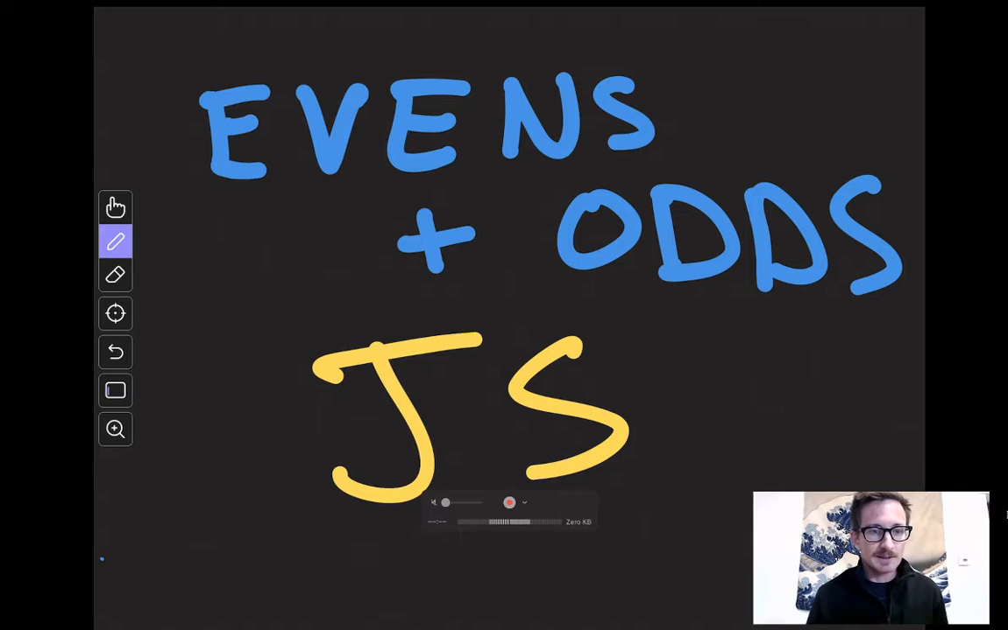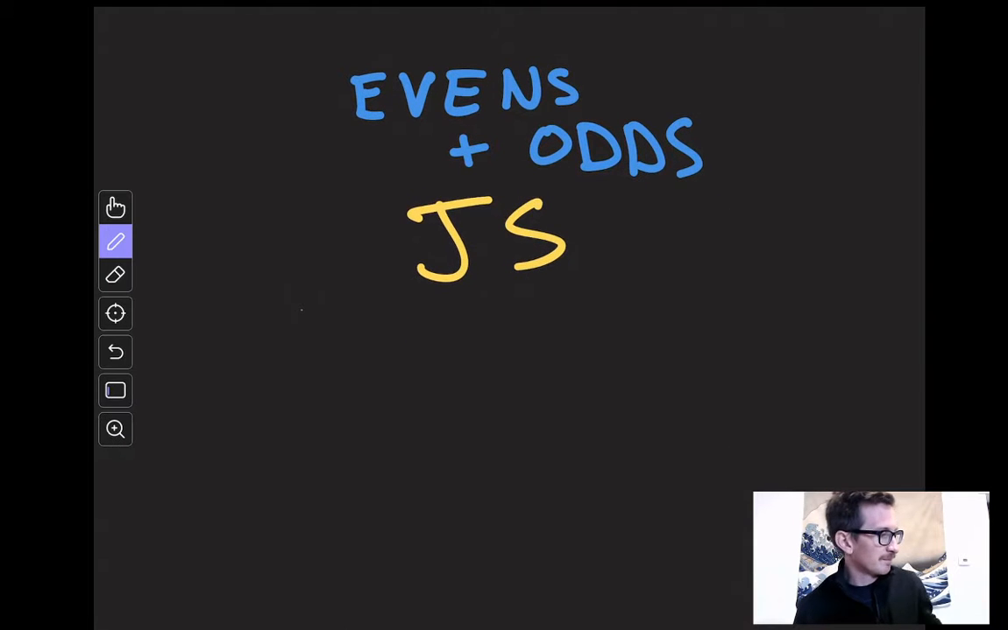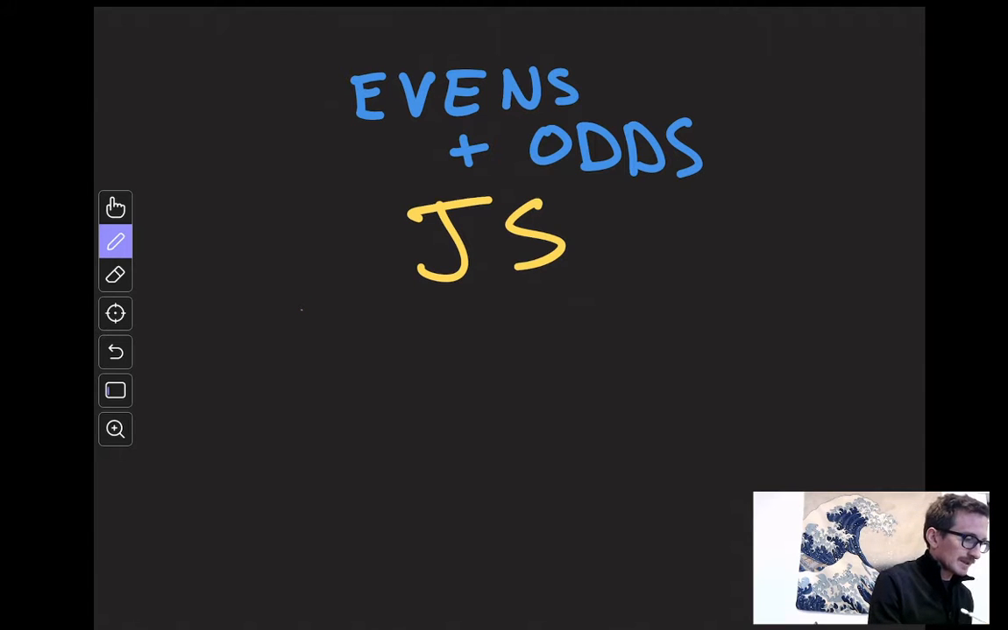Okay, so for this brain teaser, we're going to be doing evens and odds in JavaScript. So let's get into this. Let's think about how we're going to do this, just on a piece of paper and with a pencil. What we're going to get for this one is an array of numbers.